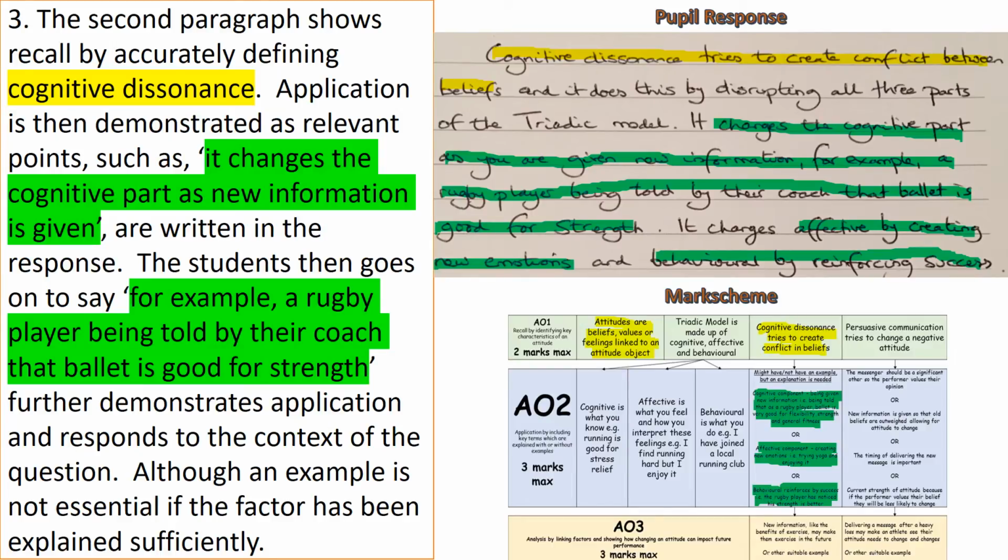In terms of assessment objective 2, there are several points which are met within this particular paragraph, and it's met in different ways. It's met by a combination of further explanation. For example, it changes the cognitive part as new information is given, as well as given an example. So for example, a rugby player being told by their coach that ballet is good for strength. Because the original command word was outline, which is setting out the main characteristic, any explanation or example could be credited as assessment objective 2 for this particular question. Press next for your next instructions.